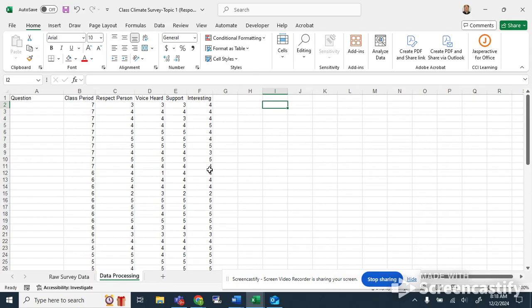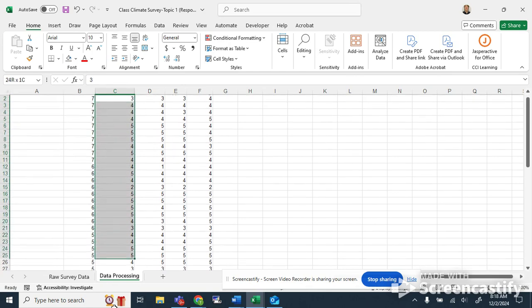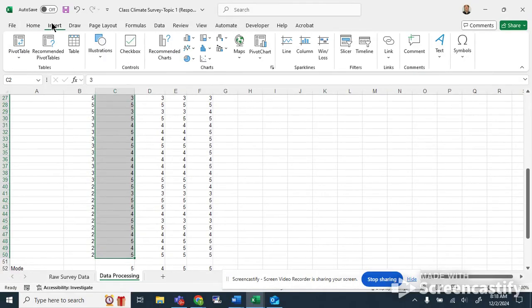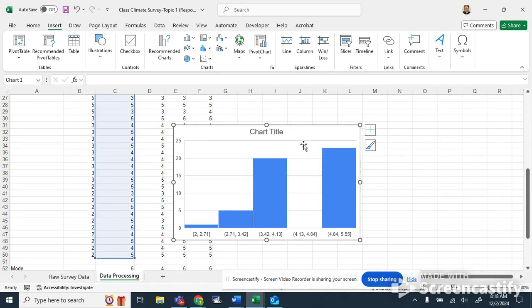So graphs can be a little bit finicky, but the general simple way to do this, for example, let's take all this data here. Let's say I want to graph a histogram of this data here. So I'll highlight the data, go to insert, and there should be an option for a histogram here. Boom.